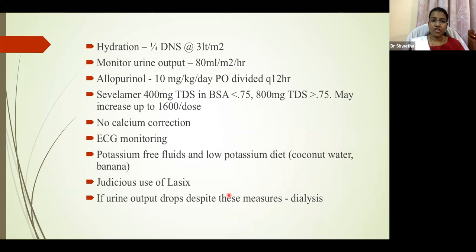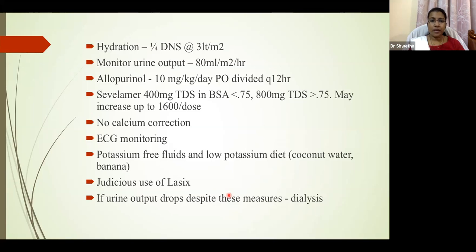He requires hydration of 1/4 DNS given at 3 liter per meter square. So this we call it hyperhydration because 3 liter per meter square is a very high rate. And so how do you make 1/4 DNS? So what you do is you take D5, take 1/4 of that, which is 125 ml of D5, and replace that with DNS. So that gives you the hypotonic fluid, 1/4 DNS, which is what we use for hyperhydration. And urine output needs to be strictly monitored. We are aiming at a urine output of greater than 80 milliliters per meter square per hour.